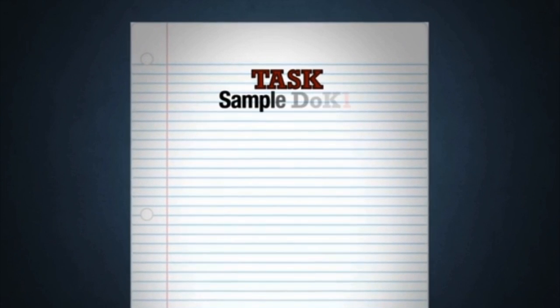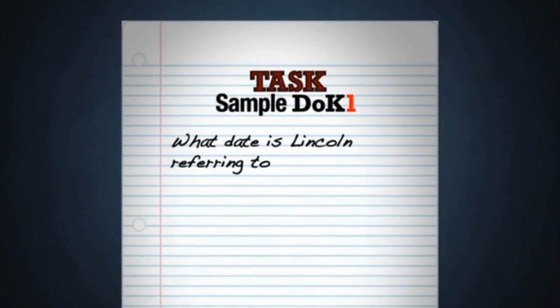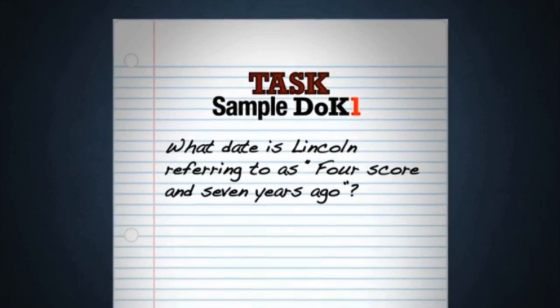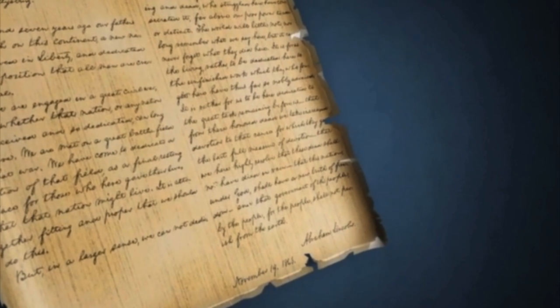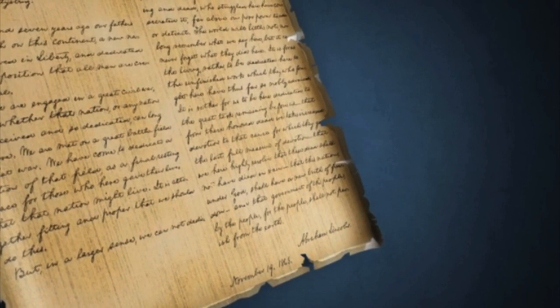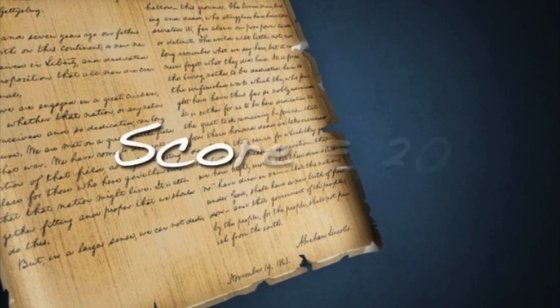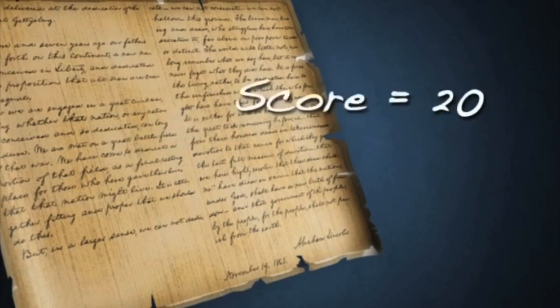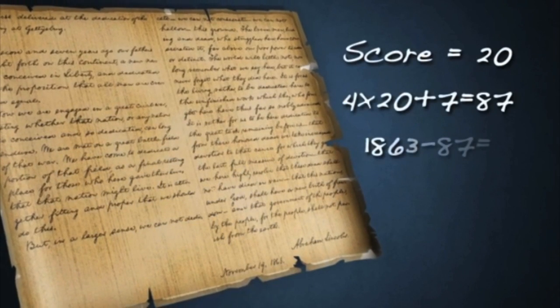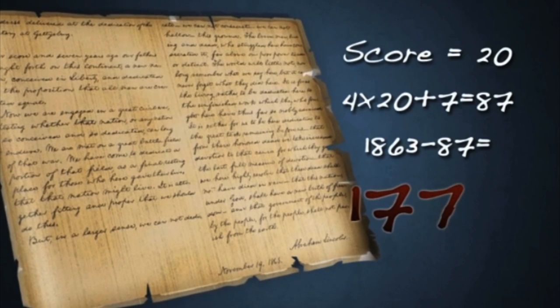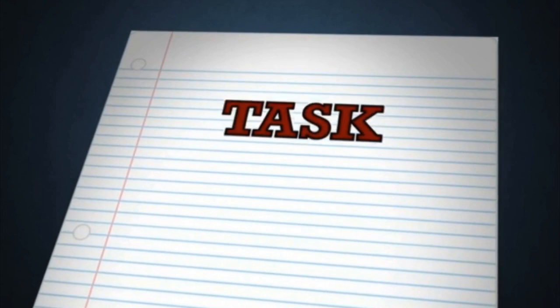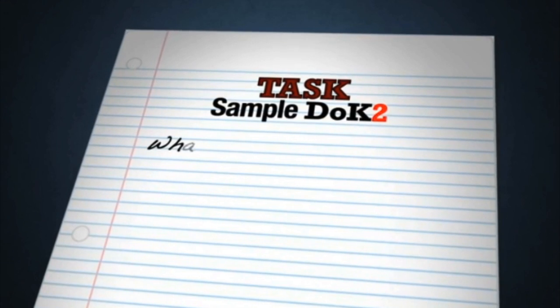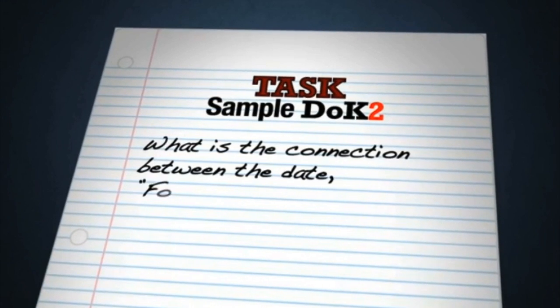A sample DoK Level 1 task for this text is, what date is Lincoln referring to as "7 years ago"? Although this task has a couple of steps, it is DoK 1 because it asks students to identify a footnote explaining that score equals 20 and then do a simple math word problem to calculate that the reference date is 1776.